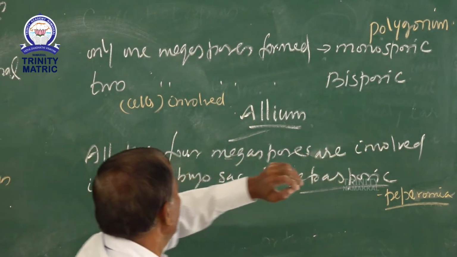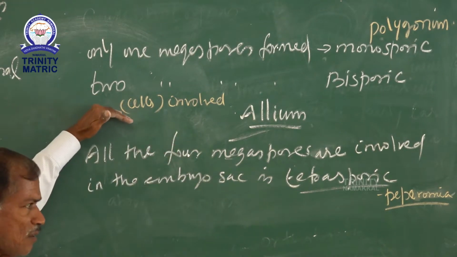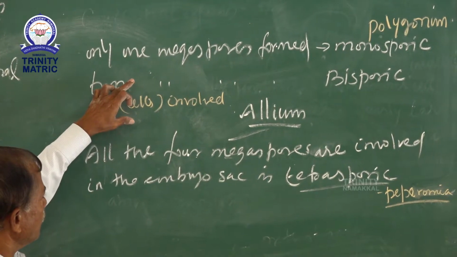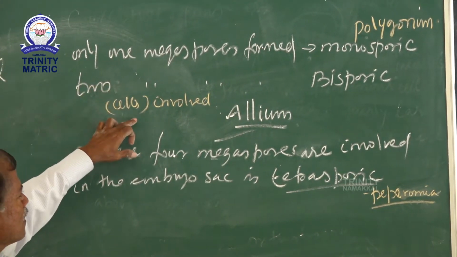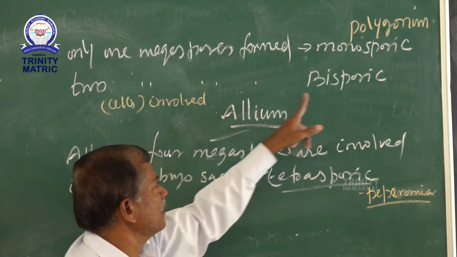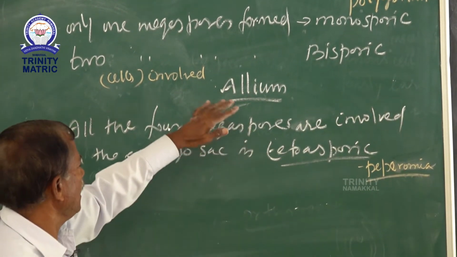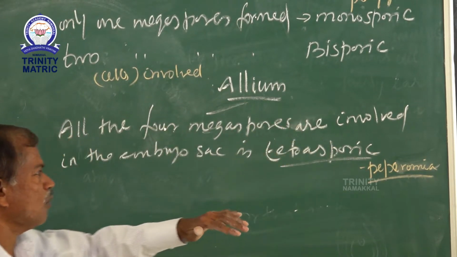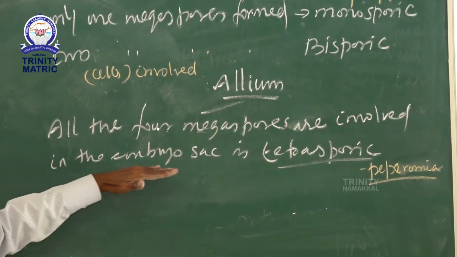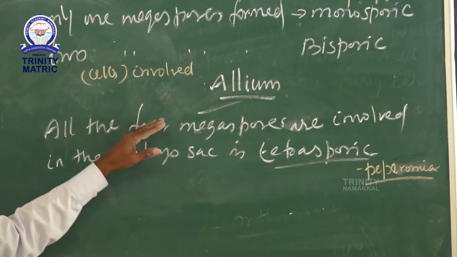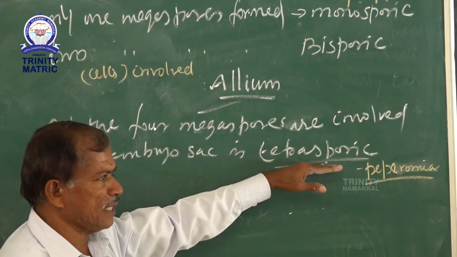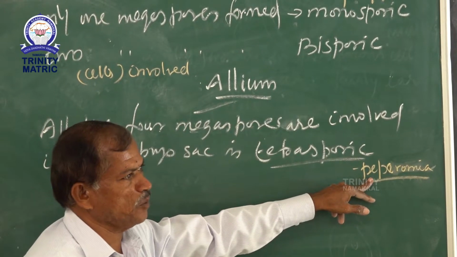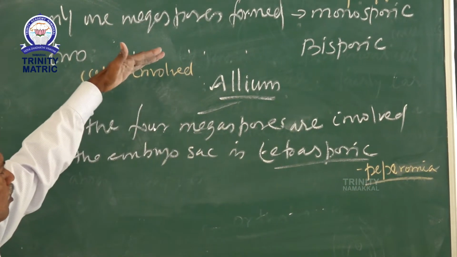If two cells are involved in the megaspore formation, this is called bisporic development. Example: Allium. If all four megaspores are involved in forming the embryo sac, it is called the tetrasporic type. Example: Peperomia.